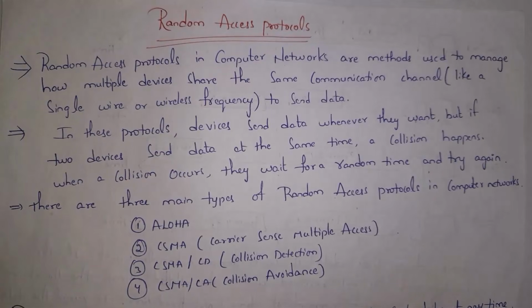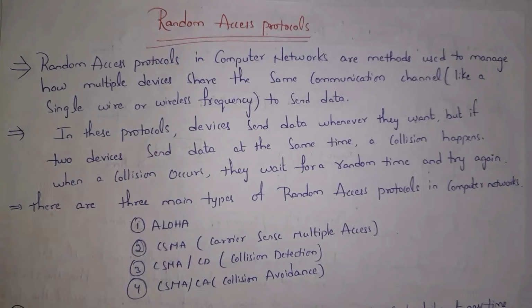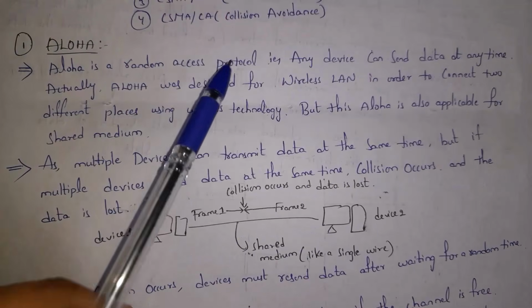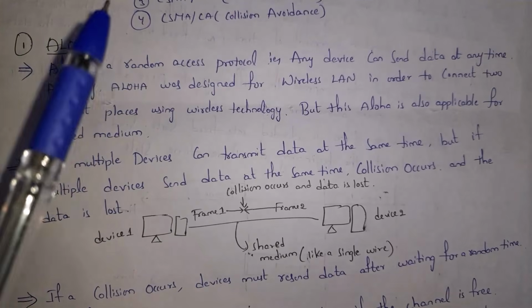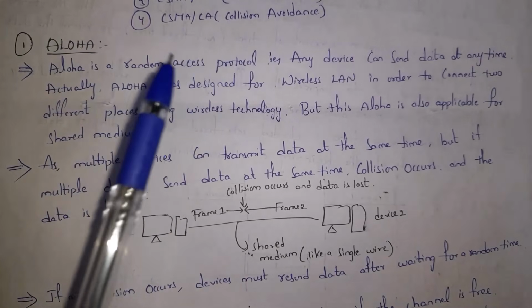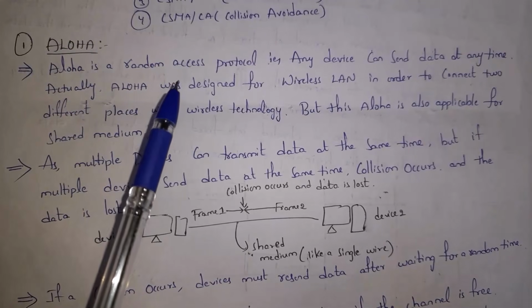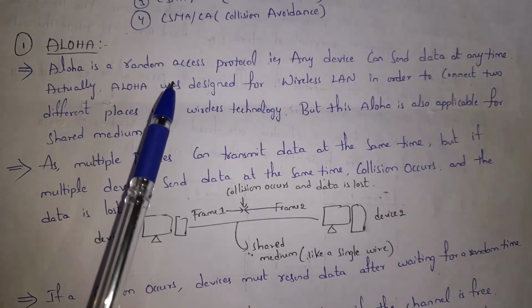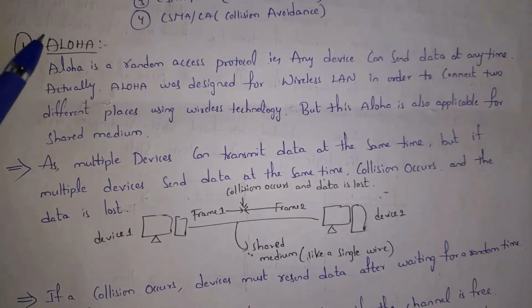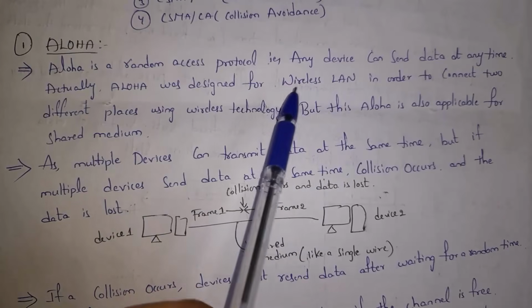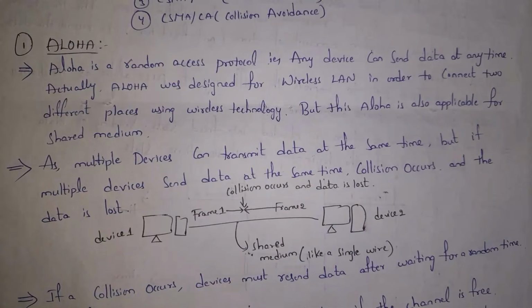At first, I will explain what is Aloha protocol. Aloha is a random access protocol. In Aloha protocol, any device can send data at any time. There is no rule that device need to transfer data only at particular time. So any device can send data at any time in Aloha protocol. Actually Aloha was used in wireless LANs in order to connect to different places using wireless technology. But this Aloha is also used in shared medium where all devices are connected to a single cable.